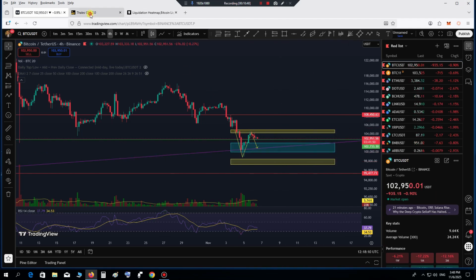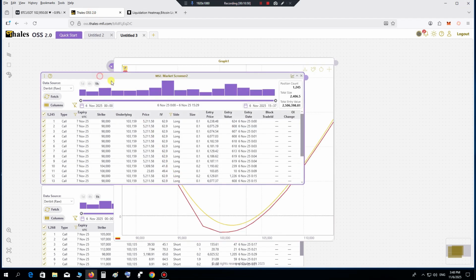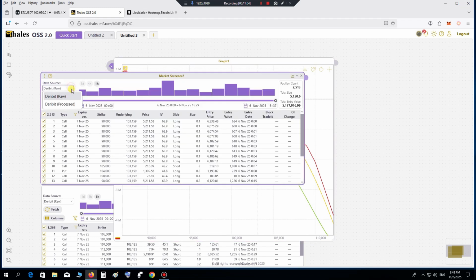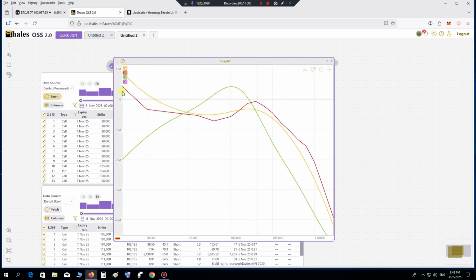Now let's take a look at delta and gamma. Here, it doesn't give us the gamma. It doesn't show it. Let's make sure it's processed.